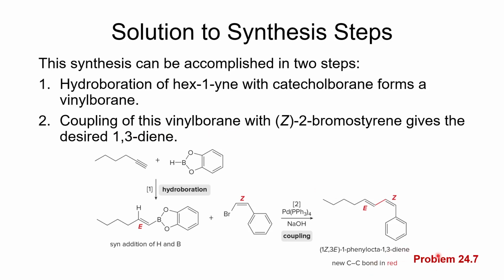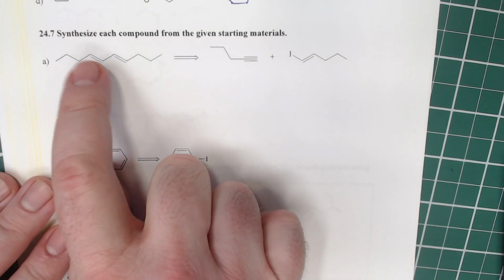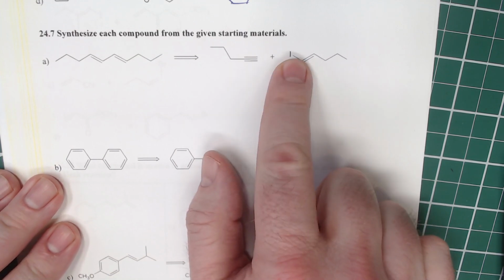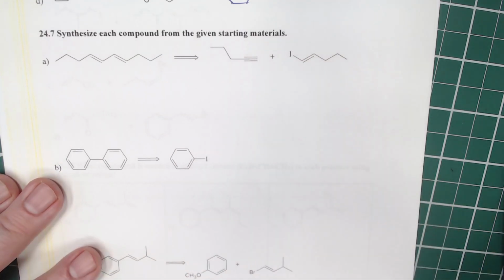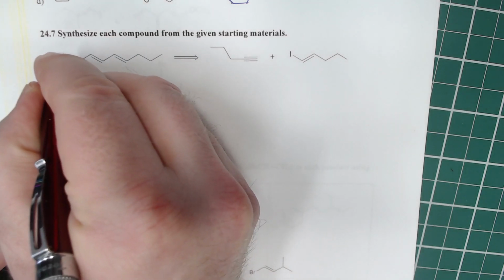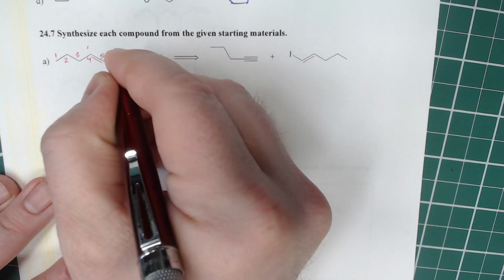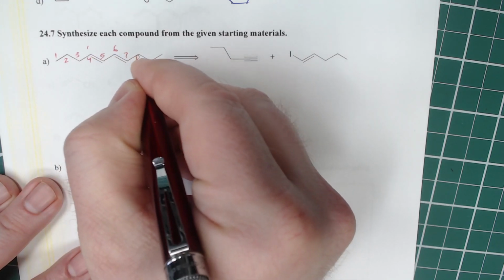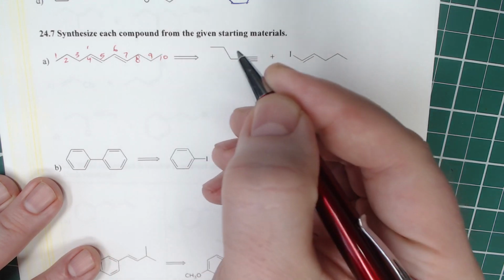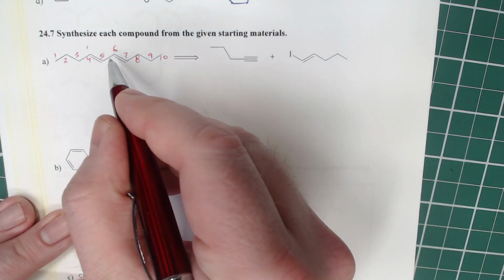So let's look at number 7. With number 7, we want to figure out how to synthesize this compound using these starting materials. So it's a good idea to identify what carbons here are which carbons over here. So I'm going to number these. I'm just going to arbitrarily number from left to right: 1, 2, 3, 4, 5, 6, 7, 8, 9, 10. I don't know what happened to my 6 there. Our new bond is between carbon 5 and carbon 6.